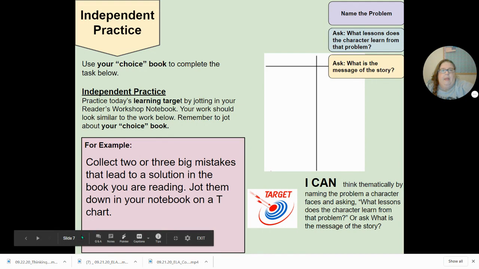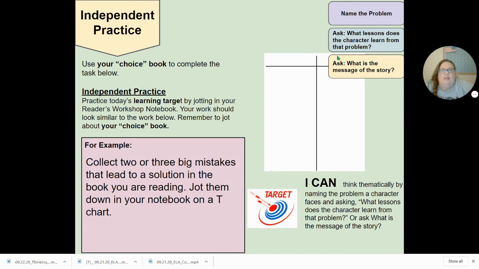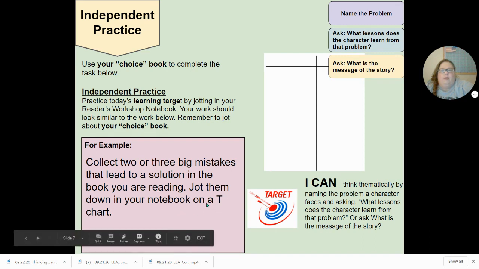Okay? One more time. Apply that learning target. Use these strategies and a T-chart to collect 2 or 3 big mistakes that lead to a solution in the book that you're reading. Jot them down in your notebook on a T-chart. Read on, Knights.